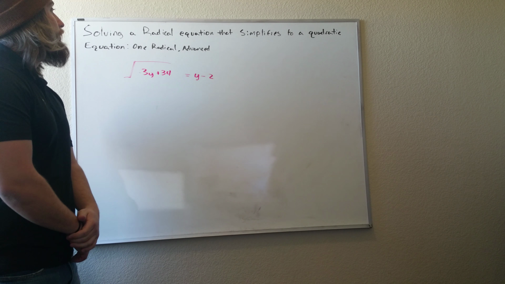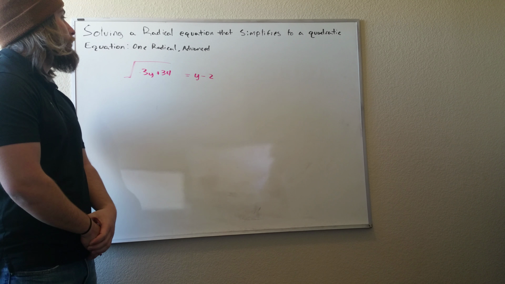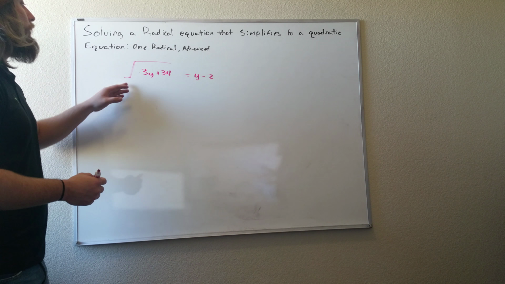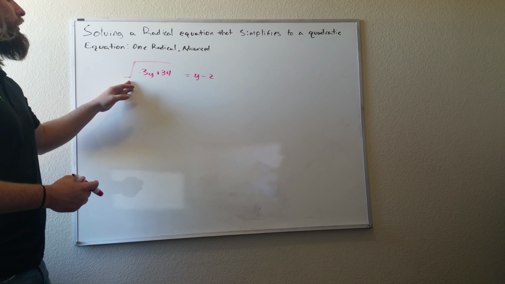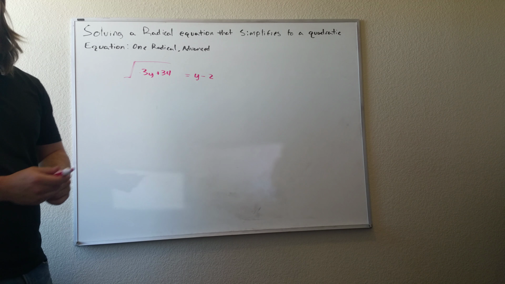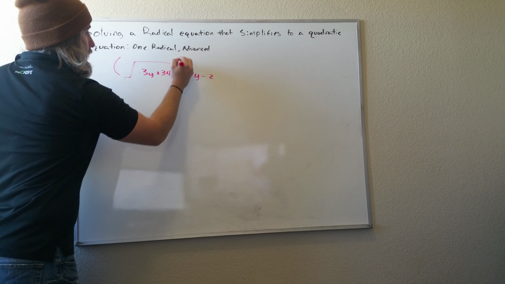So this problem is solving a radical equation that simplifies to a quadratic equation, one radical advanced. So in these problems, we have to undo this radical and essentially make this into a quadratic equation. So what we're going to do first is square both sides.